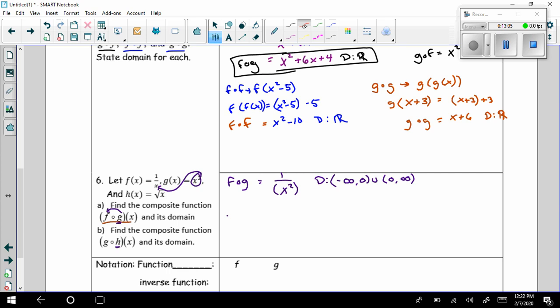Whereas in g of h, we're taking our h function and plugging it in here. So we're going to do x squared, but our x becomes square root of x, and so we have square root of x squared. And so that is just x. So your domain is then all real numbers. And that is your g of h.